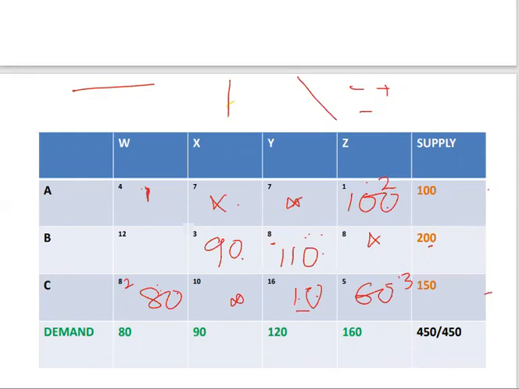Now, look at how I'm going to do my own movement. You have all tried, but let me show you how I'm going to do my own movement.